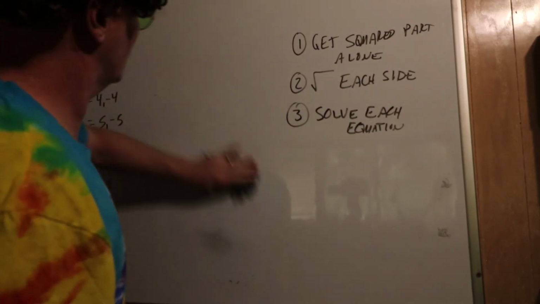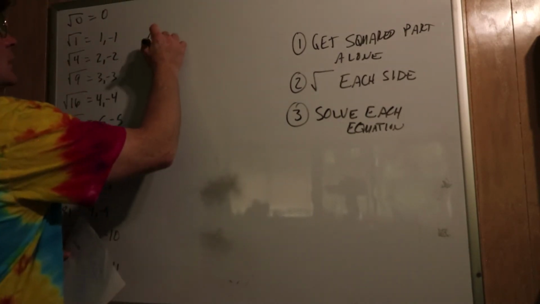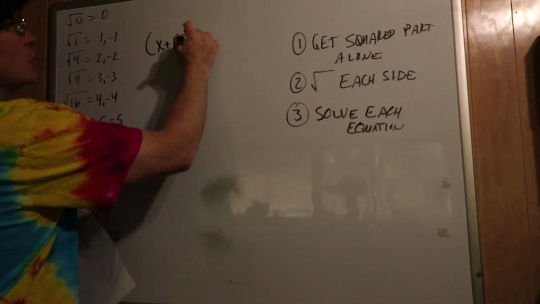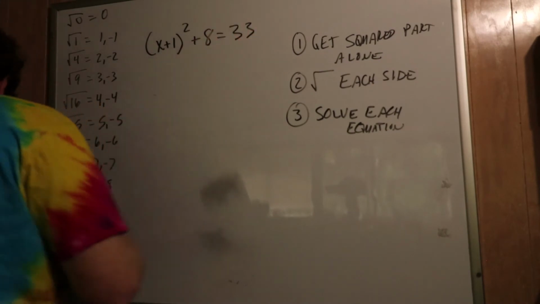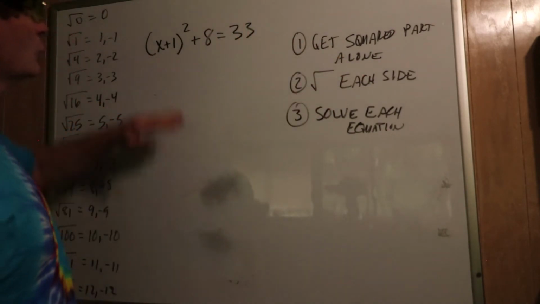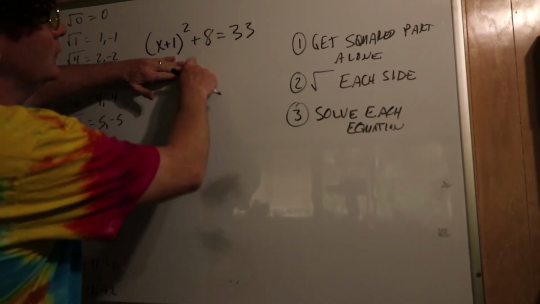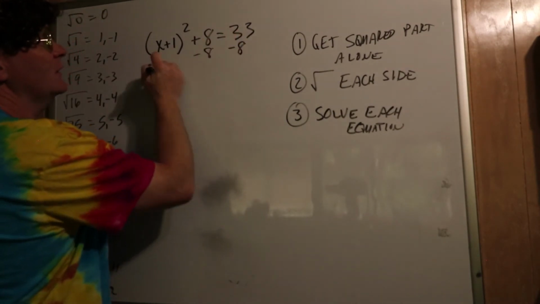Let's try a couple more. How about this one? (x + 1)² + 8 = 33. Okay, step 1, get the squared part alone. Well, there's our squared part. We got this plus 8 we got to get rid of. So I'm going to do minus 8 from each side.